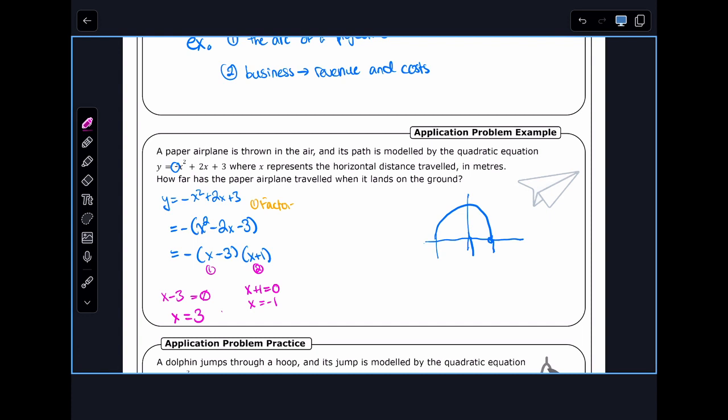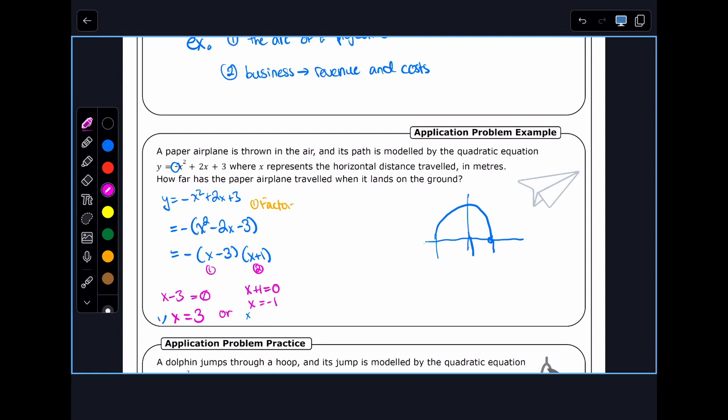3 or -1. Now, remember, this is an application problem, so we're trying to apply this to a real life scenario. X is measured in meters. Can I throw something -1 meters in distance? No. So we can rule out this 0 here, and we can use the first 0 we found, x is 3.